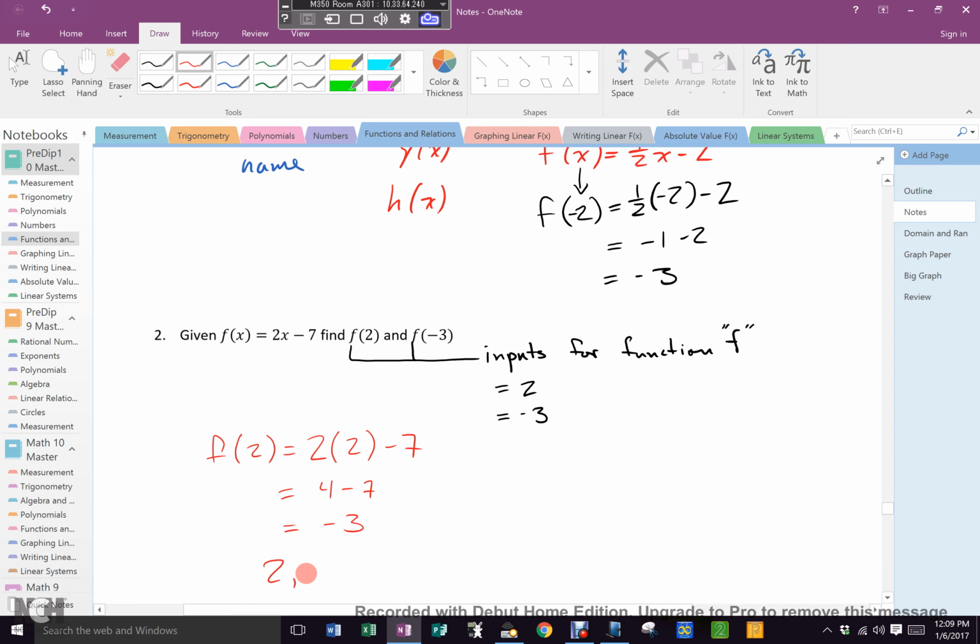2, negative 3. Is everybody good? Yeah? Okay. What then is this one? It's the f of negative 3. So what do I put in instead of x everywhere in that function? Negative 3.